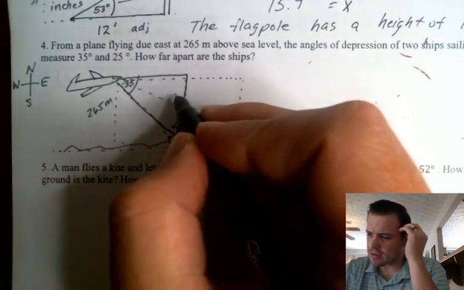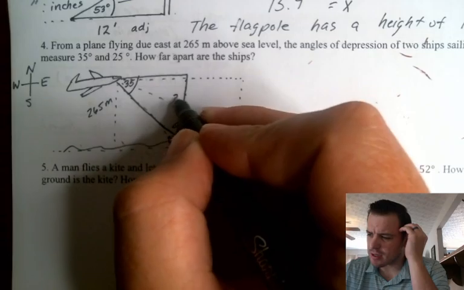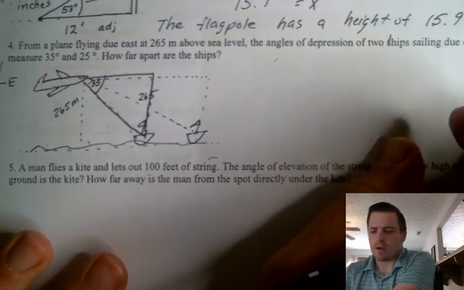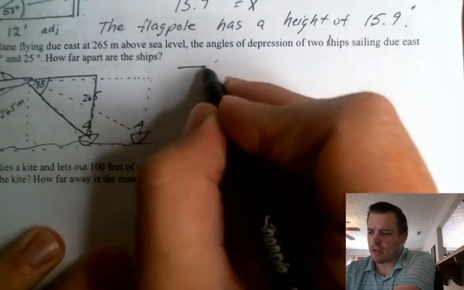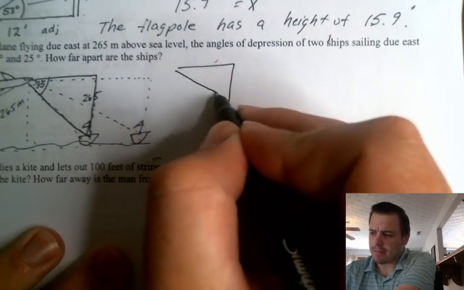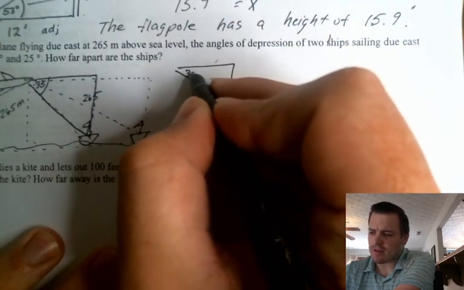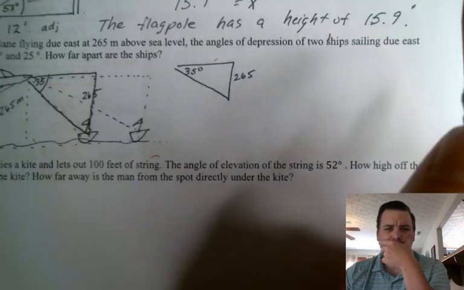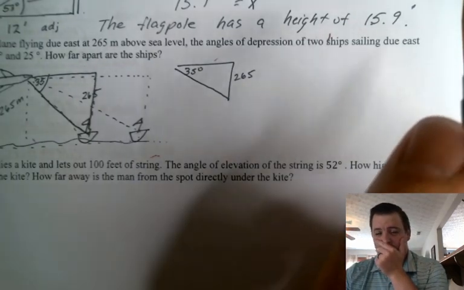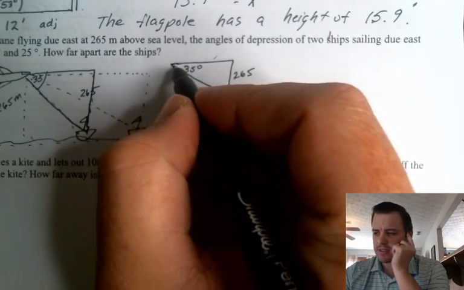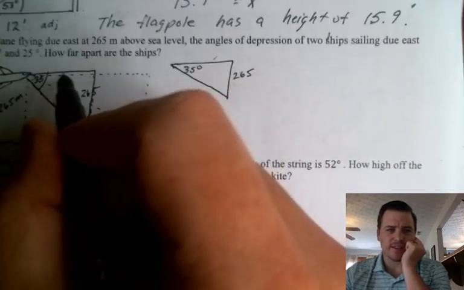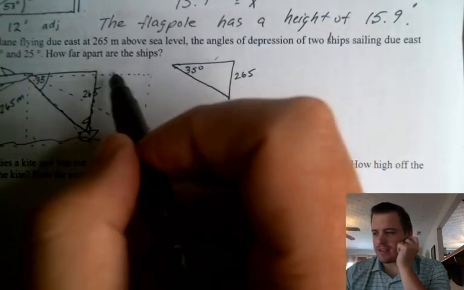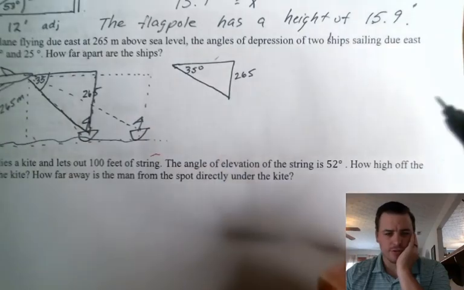And then we know that this right here would be 265. So again, if you need to redraw that over here, you could do that. So we got a 35 degree angle and 265. And what we're trying to figure out is its distance. We need to find this distance here, and we need to find the distance here, then obviously subtract the two.